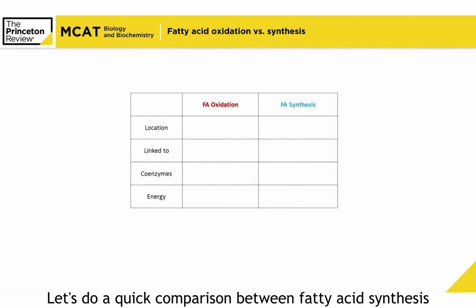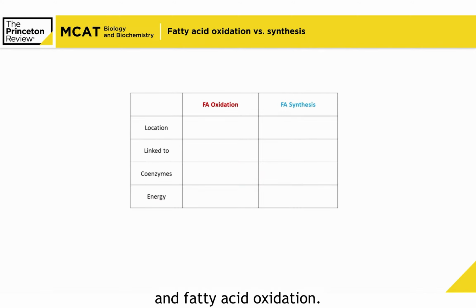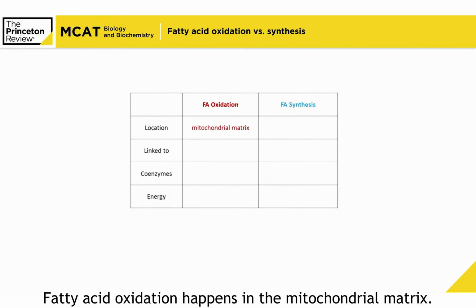Let's do a quick comparison between fatty acid synthesis and fatty acid oxidation. We know the locations are different. Fatty acid oxidation happens in the mitochondrial matrix.